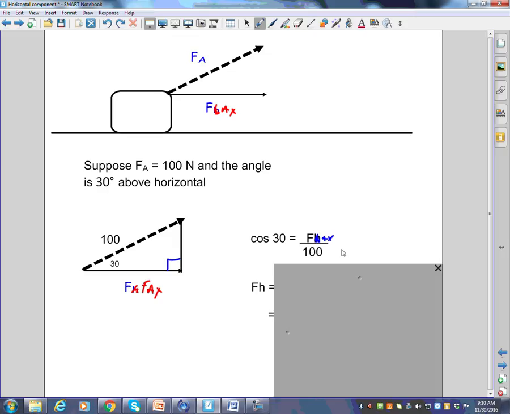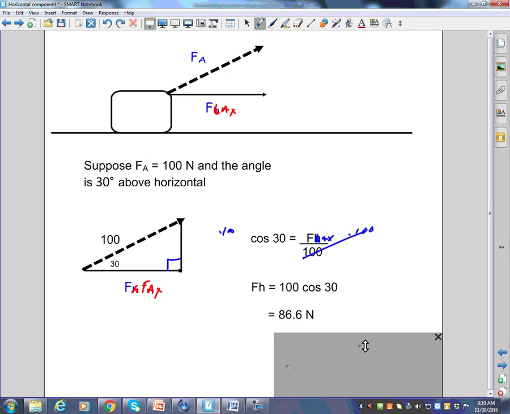Now, we've had some issues in the past about solving little things like this. That has to become second nature. How do we solve this? Multiply both sides by 100. That side cancels, and you get FAX is equal to 100 times cos 30, or 86.6.